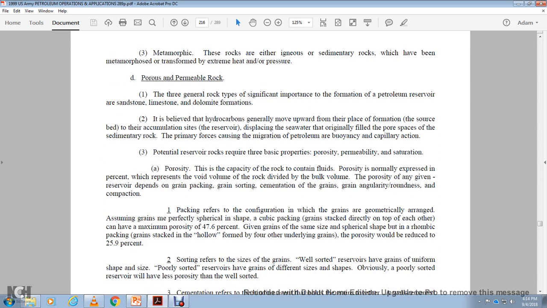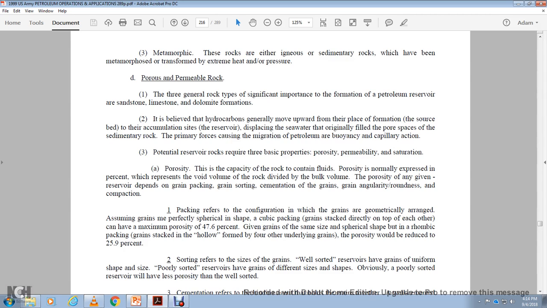Consider the configuration in which the grains are geometrically arranged, assuming the grains are perfectly cylindrical in shape. In the cubic packing, the grains are stacked directly on top of each other. The cubic arrangement has the maximum porosity of 47.6% for grains of the same size. With the rhombic packing, grains are stacked in the hollows formed by the underlying grains, and porosity would be reduced to 25.9%.